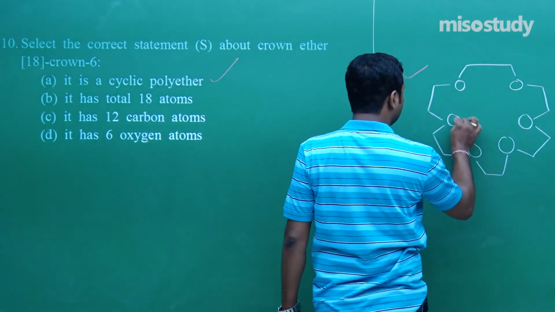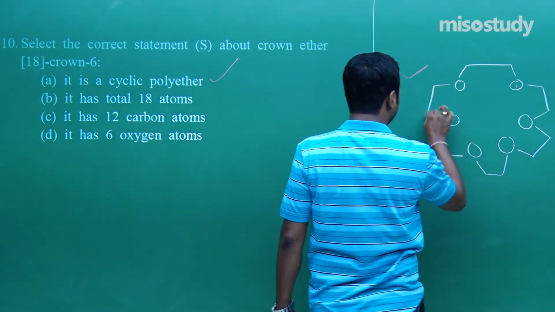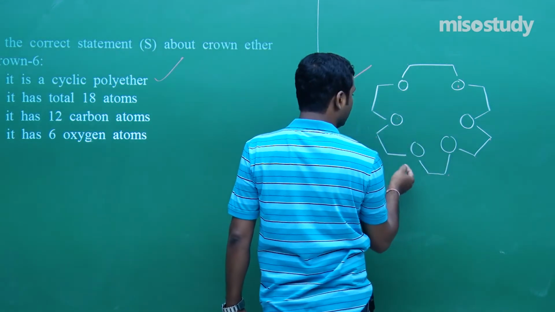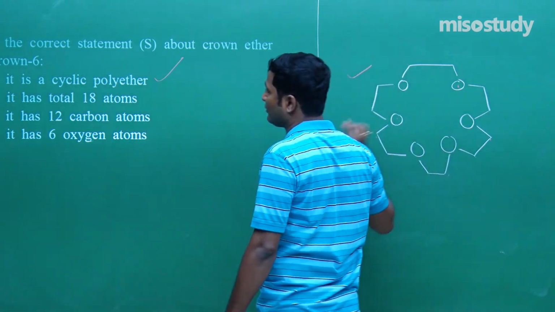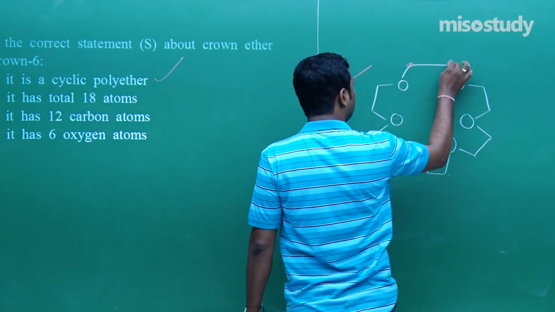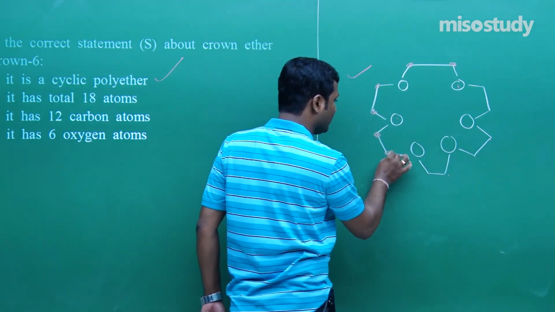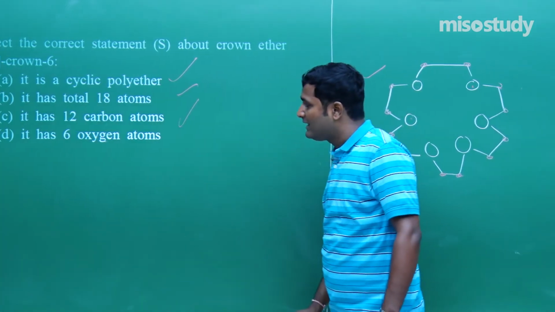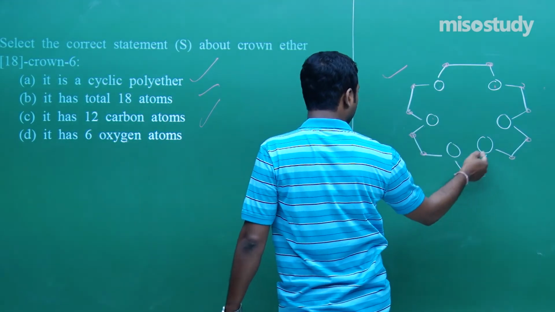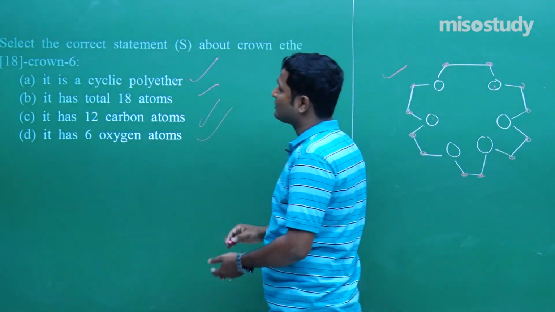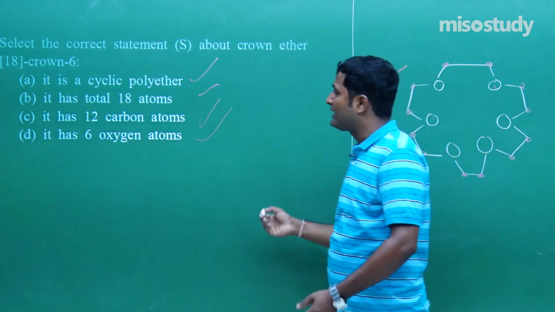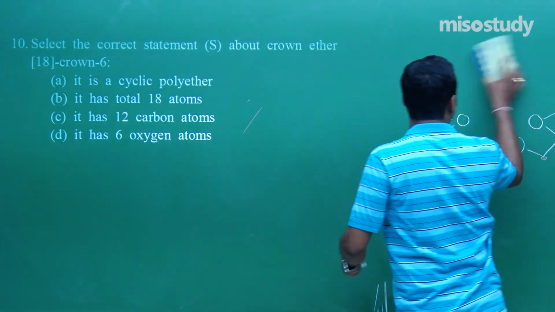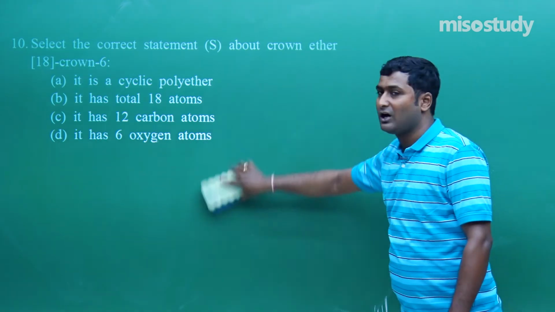It has a total of 18 atoms. Count: 1, 2, 3, 4, 5, 6, 7, 8, 9, 10, 11, 12, 13, 14, 15, 16, 17 and 18. Total 18. 2, 4, 6, 8, 10, 12; 12 plus 6, 18. Okay. It has 12 carbon atoms. Count: 1, 2, 3, 4, 5, 6, 7, 8, 9, 10, 11, 12. Yes, it has 12 carbon atoms. It has 6 oxygen atoms. Check it out: 1, 2, 3, 4, 5, 6. Okay, it has 6 oxygen atoms. So for this question, we can say A, B, C and D are the correct options. Clear to you? This is a multiple choice. I think now, friend, you can easily solve such kind of questions.